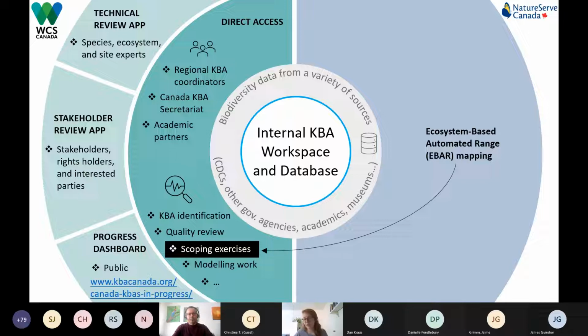And of course, the other half of the database is where ecosystem-based automated range mapping happens. And I won't say too much about this right now because I know Christine will explain this in detail. But I'll just say for now that these EBAR maps then feed back into our own data flows and help us with KBA identification, and so also with KBA scoping, which I'll present in a bit.